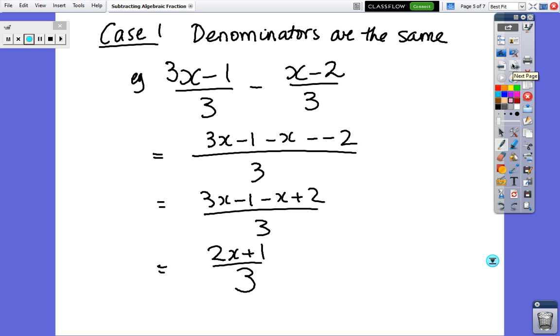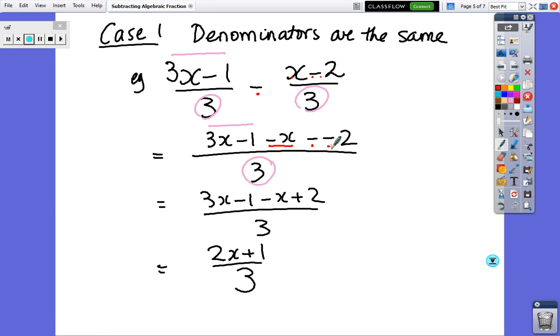Okay, so we're going to do two cases. First case, the denominator is the same. Okay, so just watch what happens. The denominators are 3, so the answer has a 3. That makes sense. So what I'm writing is the first numerator, 3x minus 1. So that's the easy part. But now you just have to be careful on the second one. This minus sign, so minus x is written as minus x, but minus minus 2 is written as minus minus 2.